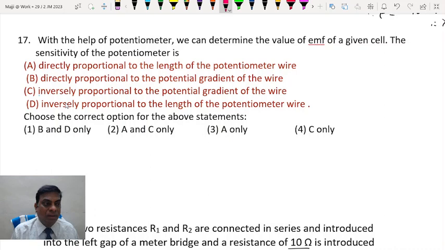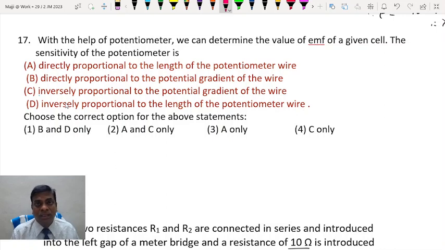For example, say the sensitivity of a thermometer. A thermometer is supposed to measure temperature. Now, if a small temperature fluctuation is manifested in the thermometer nicely and properly, then we'll say that the thermometer has high sensitivity. Similarly, say an ammeter.